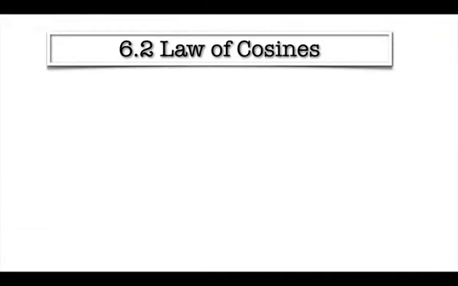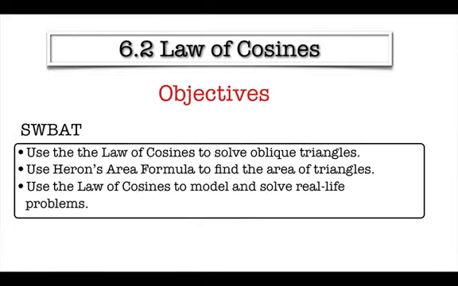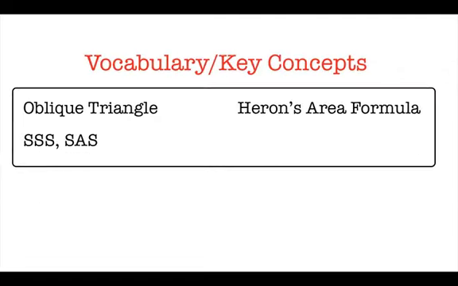This is section 6.2, the law of cosines. Objectives. Again, you can pause to read, but I'm moving on. Vocabulary key concepts. We're still going to be working with oblique triangles, Heron's area formula, and also for the law of cosines, these are the cases that we're going to be dealing with: side, side, side, and side angle side.